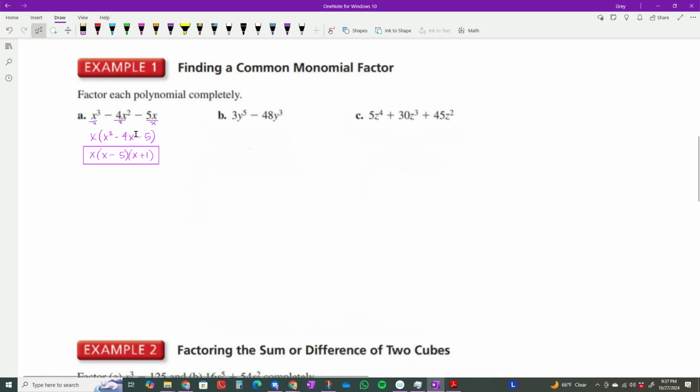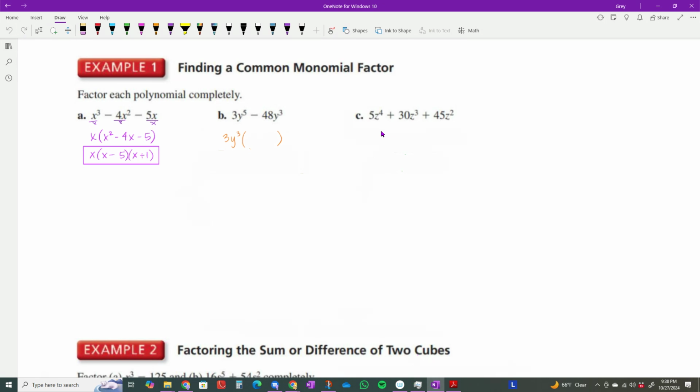This is not the point of the video, so I'm not going to spend a lot of time doing that. I'm talking about multi-step factoring now. All right, B, 3y to the 5th minus 48y cubed. This time I have a 3 that goes into both, and I have a y in both terms. And when you have that, you're taking the smaller exponent. That's what's in both of them. So in this case, that is 3y cubed.